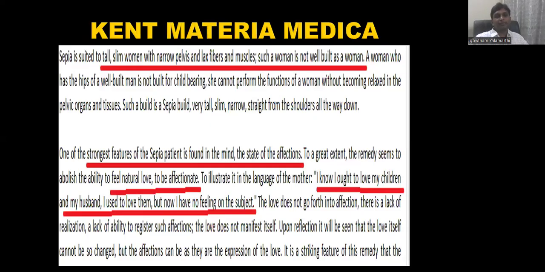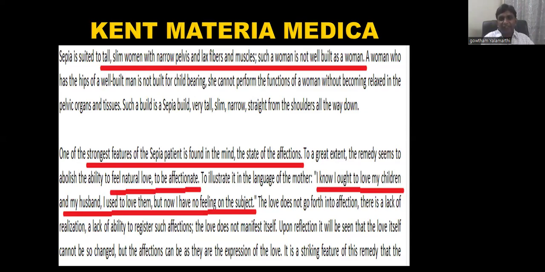So what does Kent say? Sepia is suited to tall, slim women with narrow pelvis, lax fibers and muscles. Such a woman is not well built as a woman. A woman who has the hips of a well-built man is not built for childbearing. She cannot perform the functions of a woman without becoming relaxed in the pelvic organs and tissues. Such a build is a Sepia build. Very tall, slim, narrow, straight from the shoulders all the way down. So if you see from shoulders to hip, it's narrow.